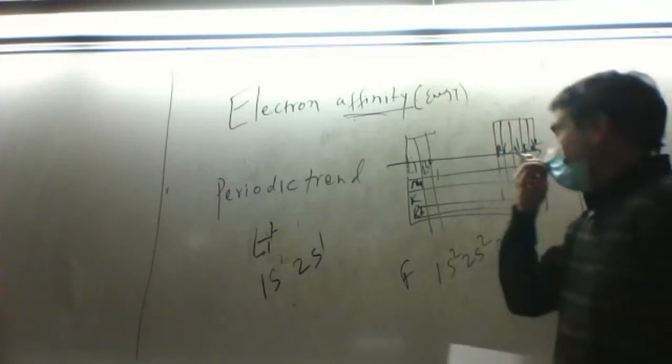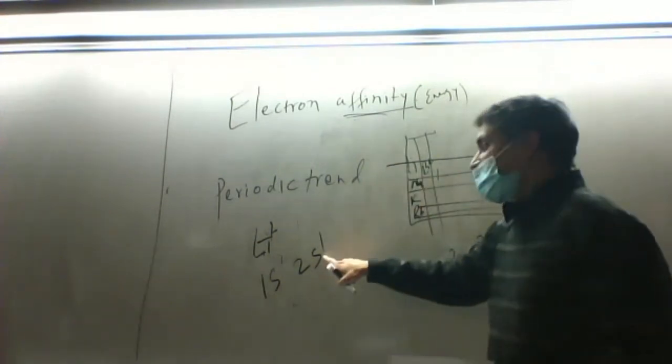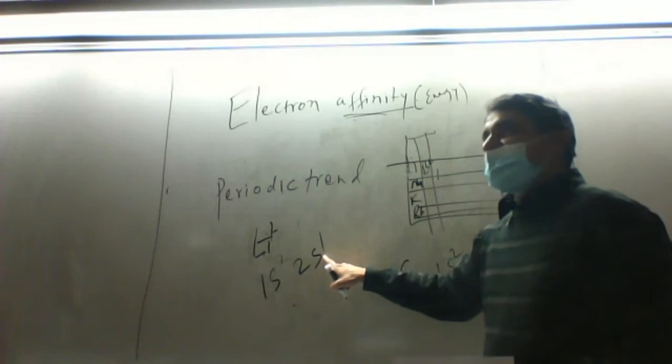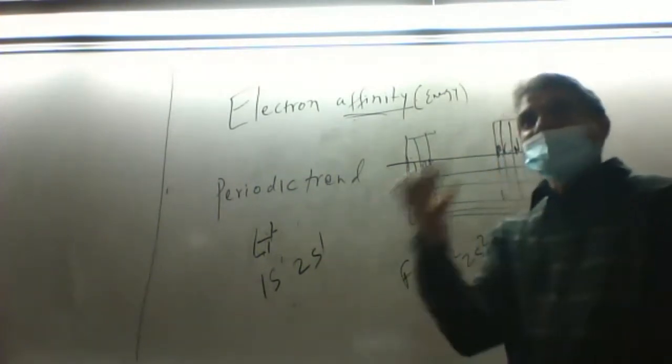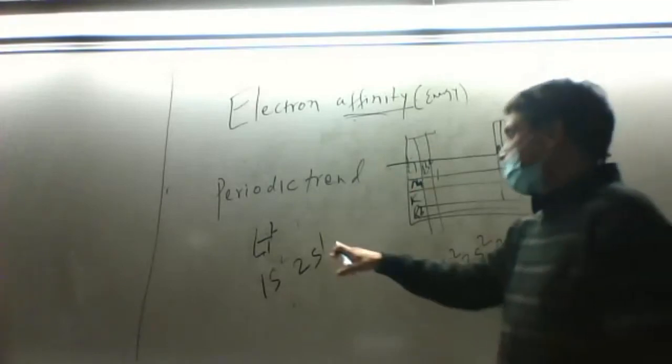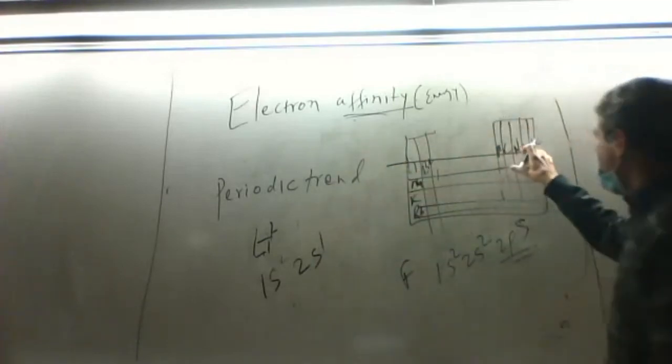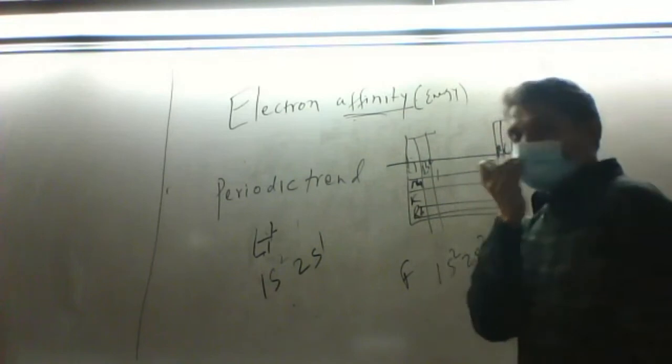But if you go here to lithium, lithium has just one outer electron, so it doesn't want to take an extra electron. It is easier for lithium to lose an electron than to gain one. So the value for lithium is small, and this way is bigger. The anomalies I didn't talk about.